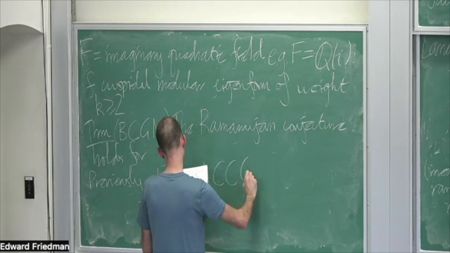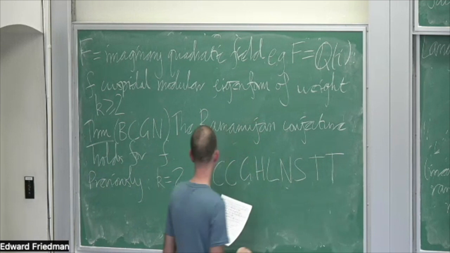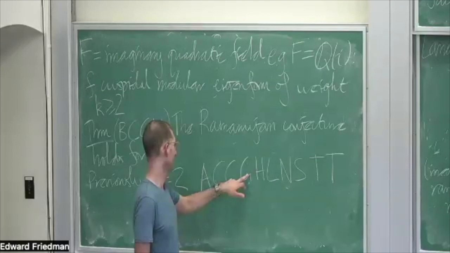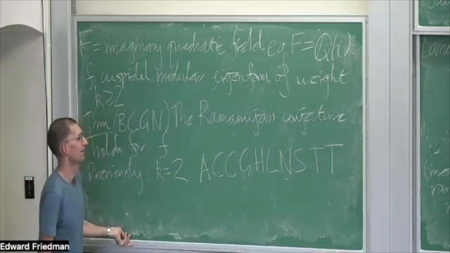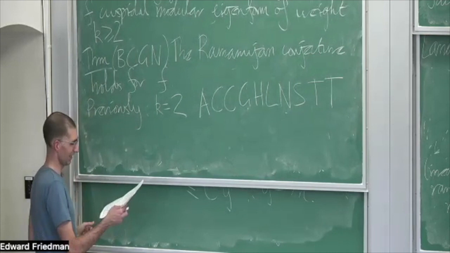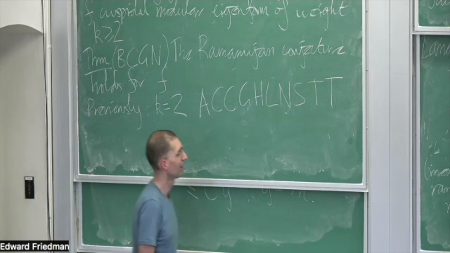Let's see if I can get all of them. So it's Allen, Calegari, Caraiani, me, Gee, Helm, Le Hung, Newton, Scholze, Taylor, and Thorne. I think that's called the 10 author paper, because he's the author. It's a little dangerous to try and get the author list right. So we proved this about 5 years ago.